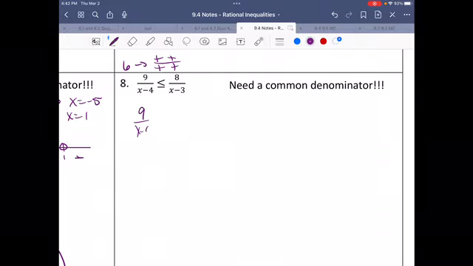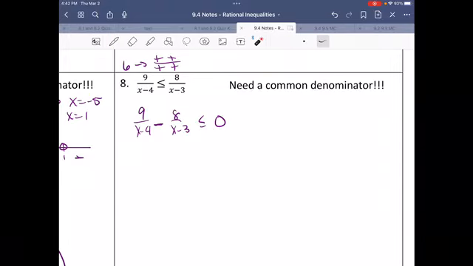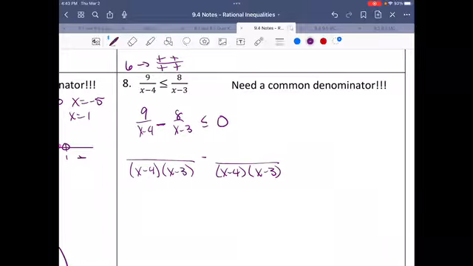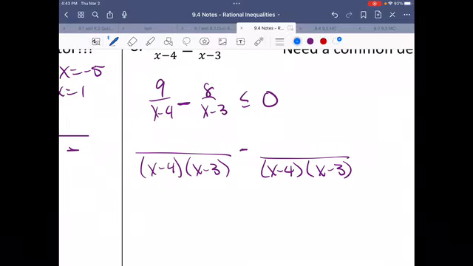Then our last one, it's basically treating it the same way as we did number 7. Subtract that 8 over x minus 3. Get that 0 there on the right-hand side. Get your common denominator. So the common denominator of x minus 4 and x minus 3 is literally going to be multiplying them together, x minus 4, x minus 3, because they don't share any common factors, and so we multiply them by each other.